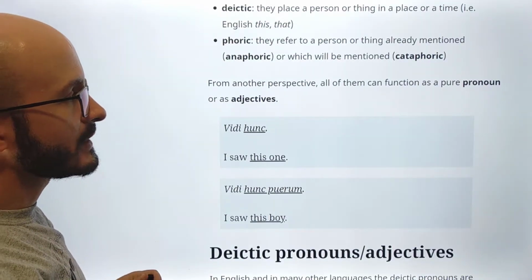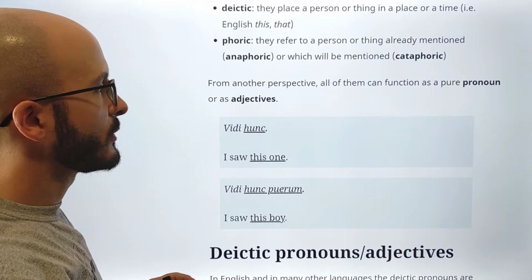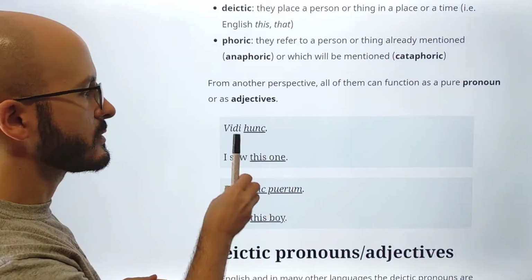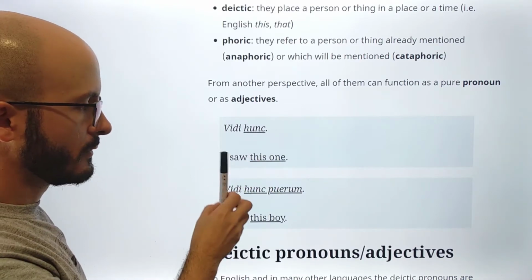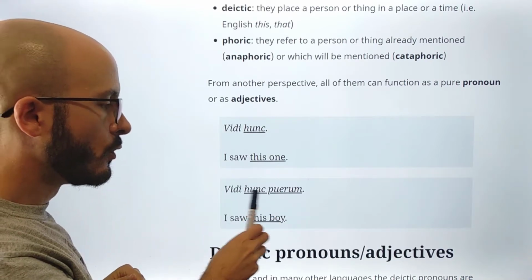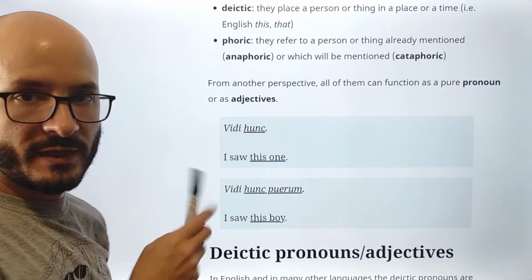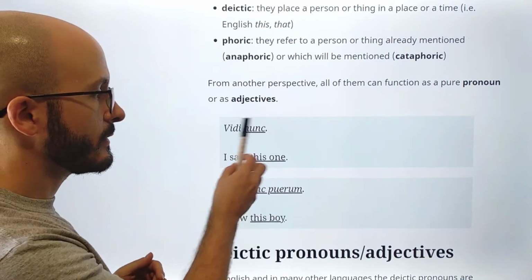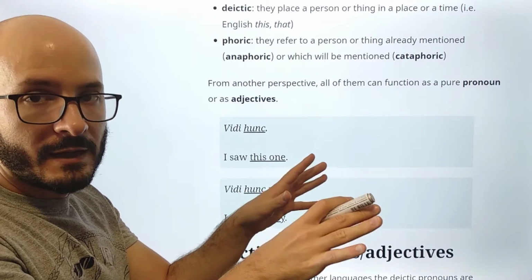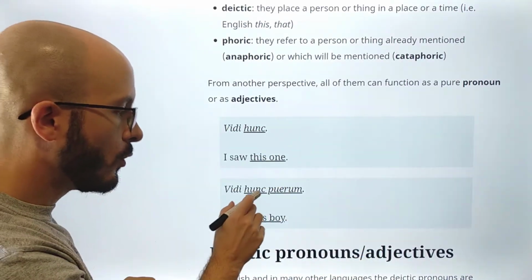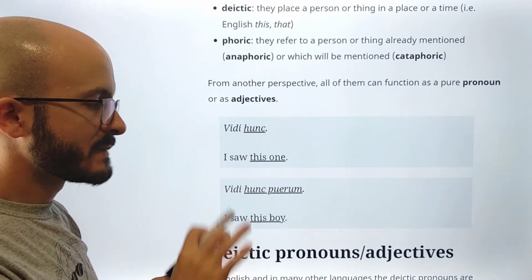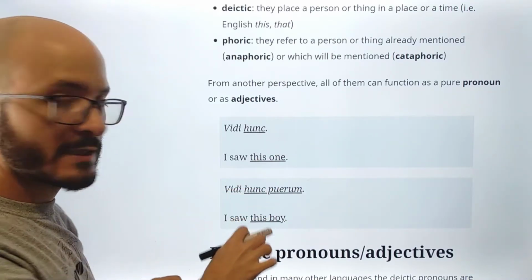From another perspective, all of them can function as a pure pronoun or as adjectives. What does it mean? Actually, we already kind of know. For example, if I say vidi hunc, I saw this one. But I could also say vidi hunc puerum, I saw this boy. Here we just have hunc, so it is a pronoun. It is the main word. But in hunc puerum, puerum is the main word, and hunc just specifies. So here it is an adjective.